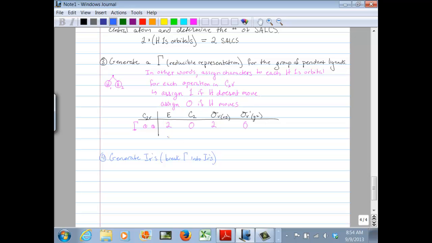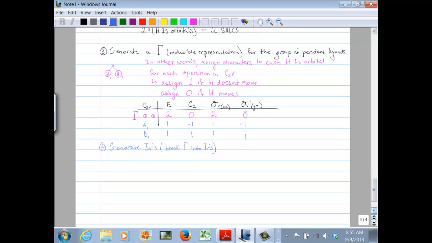So I can see that this is going to break down into 2 different IRs because each of the IRs is actually going to be one of my SALCS. So I'm going to need 2 different IRs. For all of my E characters, it's always going to be 1. So I need 2 different IRs that have 1 as a character here. I need one that has a -1 and a 1 to add up to 0. This is going to have to be 1 and 1. And this is going to have to be -1 and 1. A1 and B1.